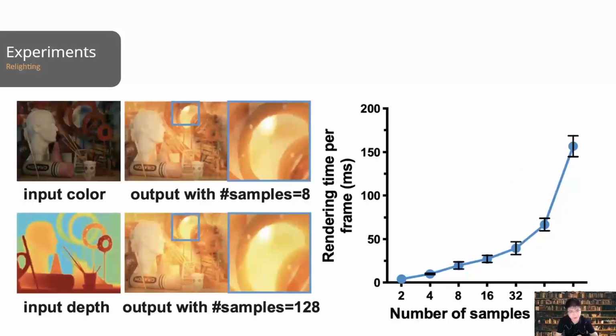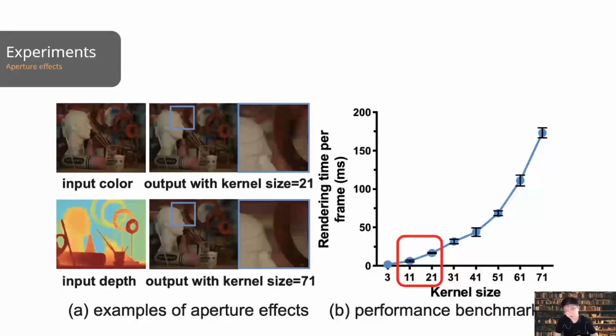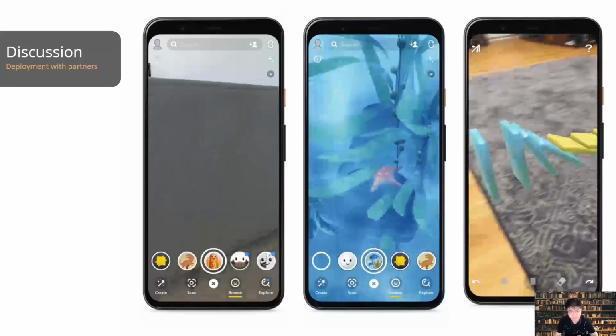In the second test, we evaluated the performance of the real-time relighting, one of our most computationally expensive techniques. According to the results, we recommend 4 to 8 samples per ray to deploy our relighting model on Pixel 3 or comparable mobile devices. In the third test, we evaluated the performance of the wide aperture effect and recommend a kernel size of 11 to 21 for real-time performance.